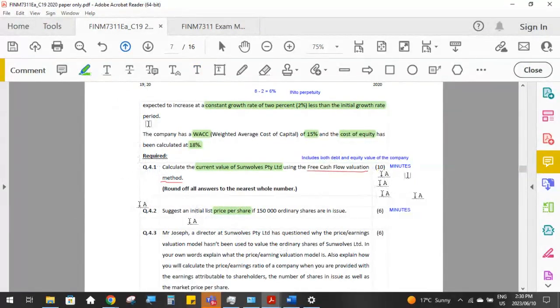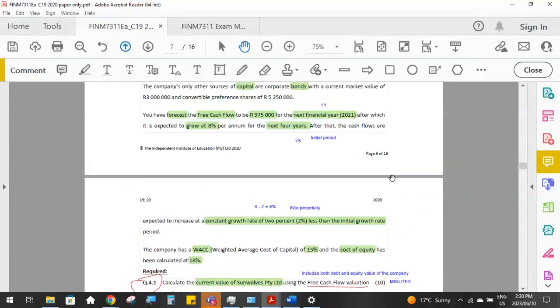If this is the value of the company, what would one share be worth? That's a question mark, by the way, if we were going to issue 150,000 ordinary shares. Okay, so now we have to convert that total value of the debt and equity of the company into a per individual share price. So again, go back and have a look at what they've told us here.